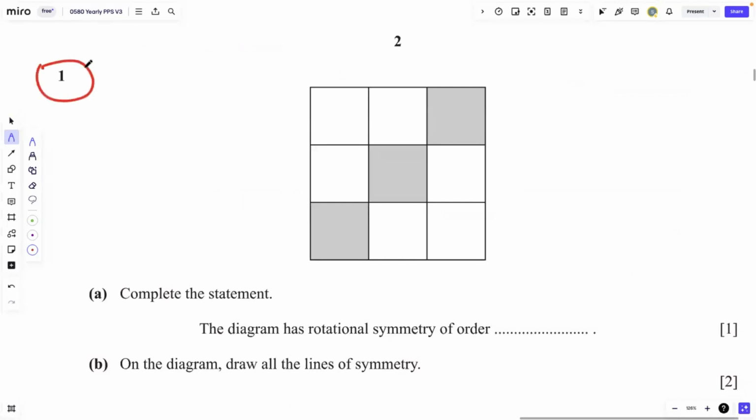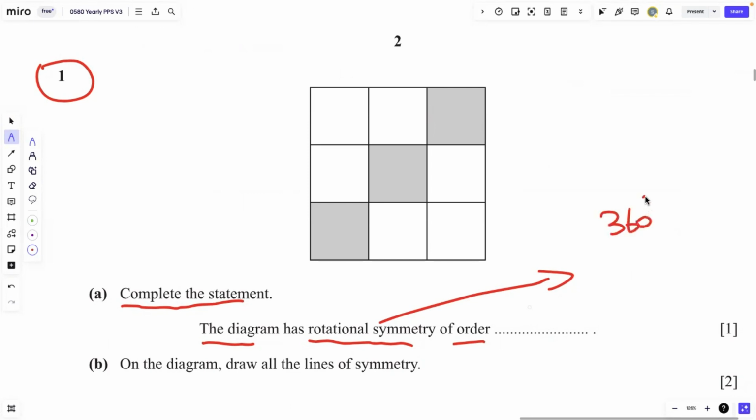So that's the first question. Review a diagram and complete the following statement. The diagram has a rotational symmetry of order, and we're supposed to write what's the order of rotational symmetry. For that, we need to understand what rotational symmetry means. Whenever an object has the same shape when it is rotated throughout 360 degrees, that counts as one order. So how many orders of rotational symmetry does this particular shape have?